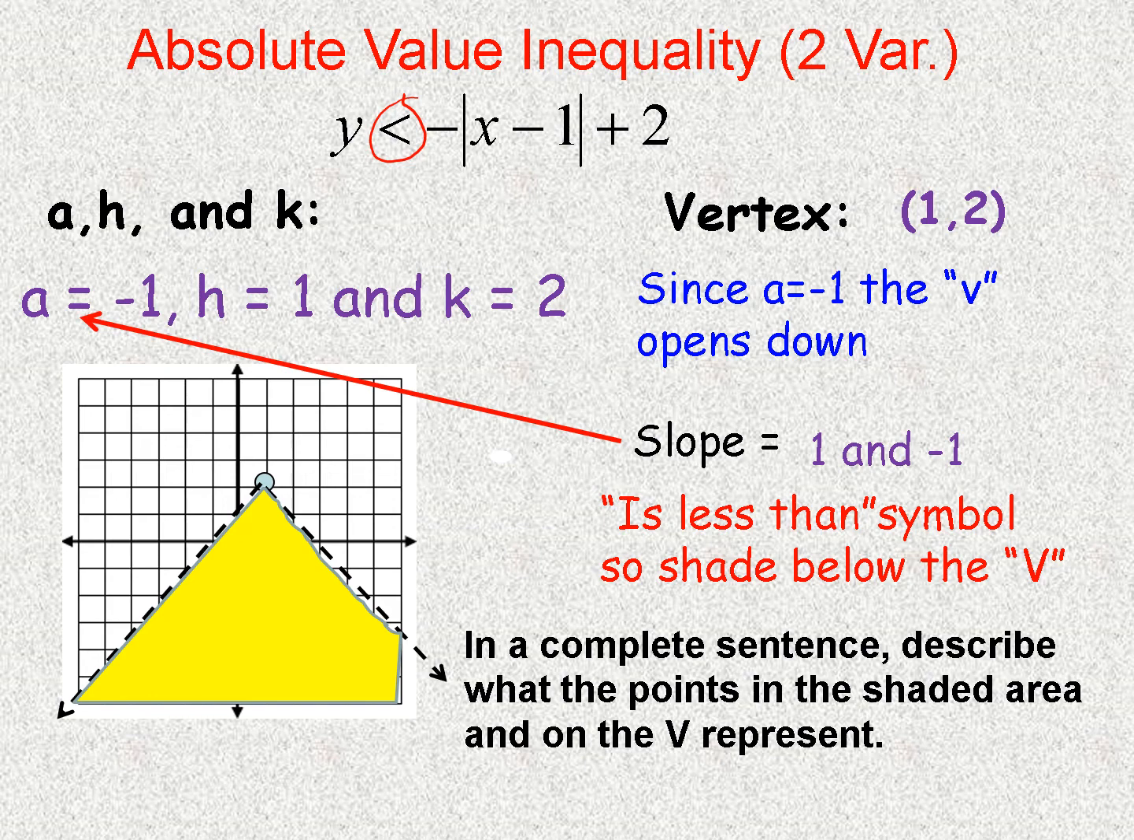Now, this says in a complete sentence, describe what the points in the shaded area and on the V represent. Well, the points in the shaded area are what would make my inequality true. However, the points on the line, the V, because the V is dashed, mean that those points will not make our inequality true because it is strictly less than. All right?